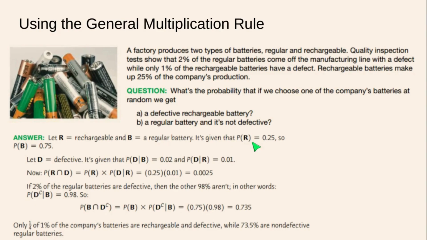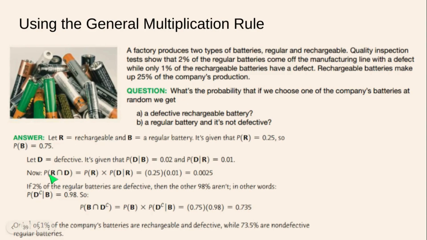It's given that probability of R is 25%. That is in the problem, so probability of B, the other possibility, is going to be 75%, just the complement of that event rechargeable battery. So we're going to let D be defective, all right? It's given that probability of defective given a normal battery is 2%. That's up here. And the probability defective given a rechargeable battery is 1%, and that's what we get from here.